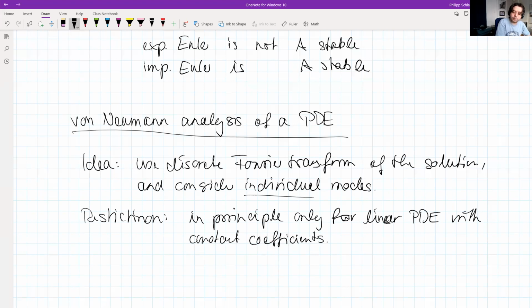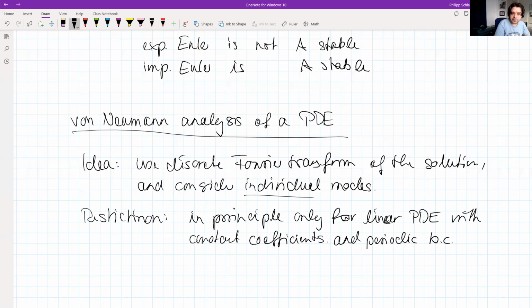In addition, we cannot analyze boundary conditions in this way. So that means that we can only use periodic boundary conditions. Otherwise, taking a Fourier analysis or a Fourier transform would not be a good solution.